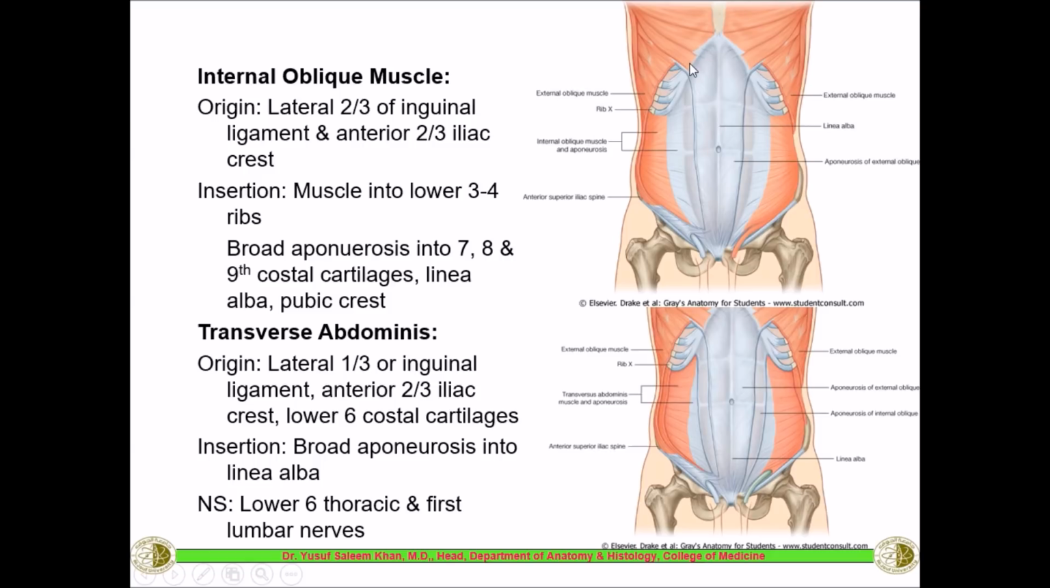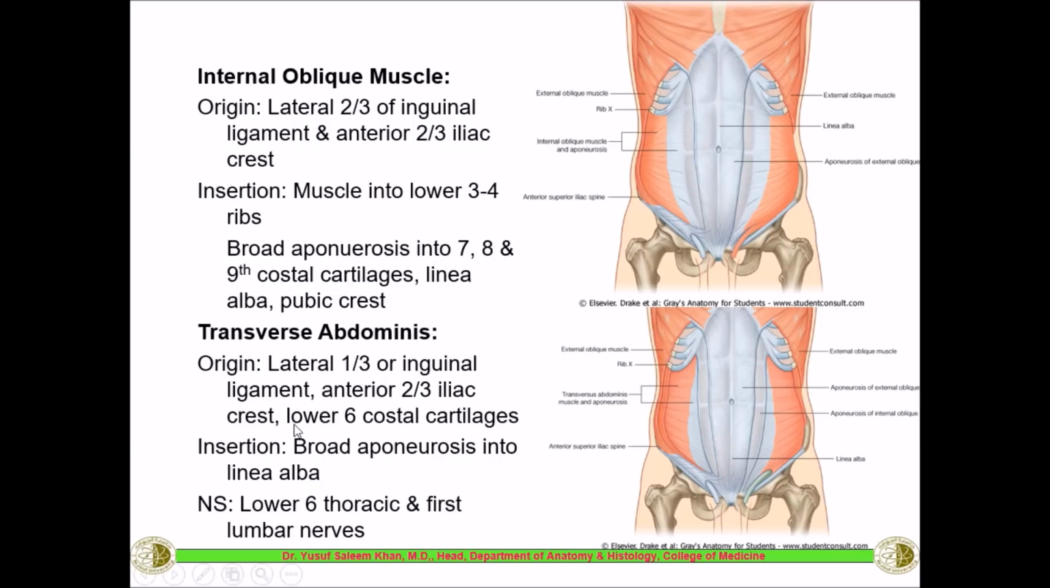Some of the fibers go to the 3rd and 4th rib, and it also forms a broad aponeurosis and gets inserted to the linea alba, just like that of the external oblique. Also, some fibers get inserted to the 7th, 8th and 9th costal cartilages. So this is the insertion of this muscle, and the muscle fibers will be almost perpendicular to the external oblique muscle fibers.